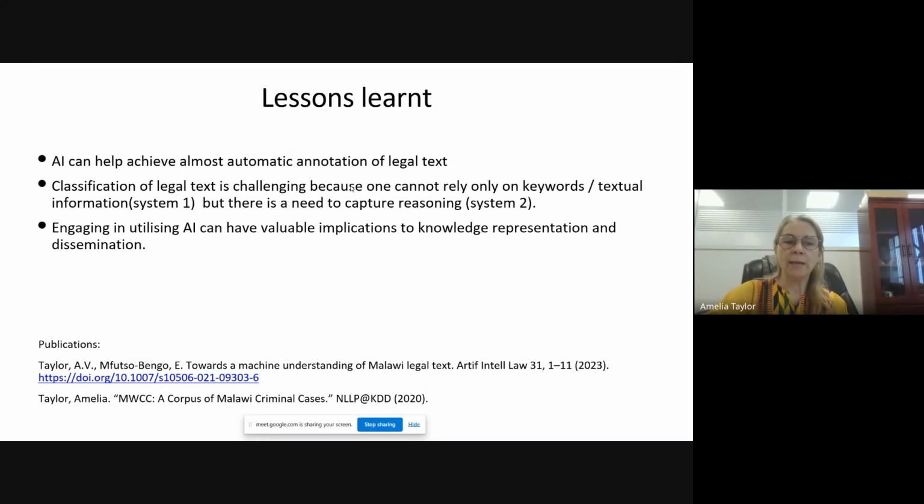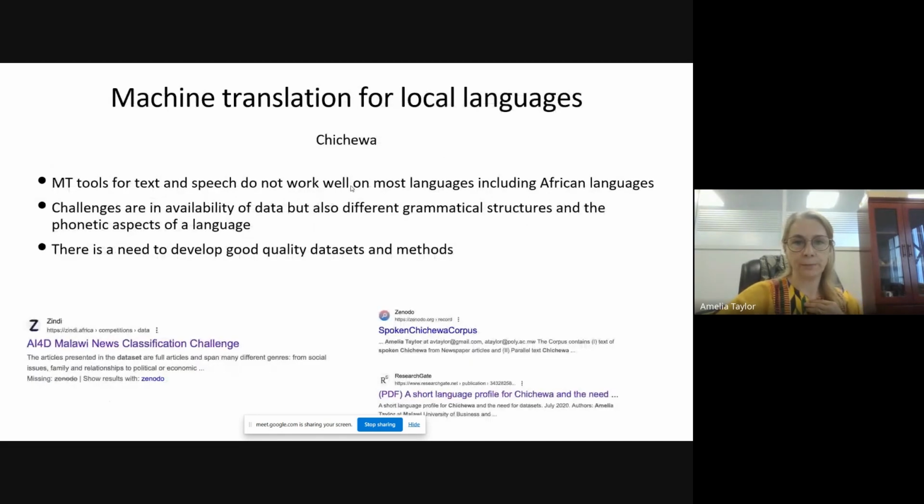But we also found that utilizing AI in this way can have really valuable implications for knowledge representation and dissemination, especially in places where there is either no or very little investment in this type of knowledge task. Institutions have so many other pressures and probably few resources to put together a really good organized body of knowledge. I think utilizing AI can prove beneficial.